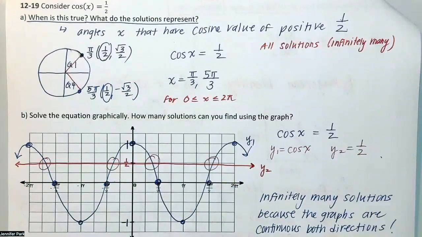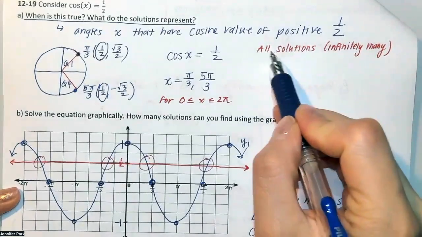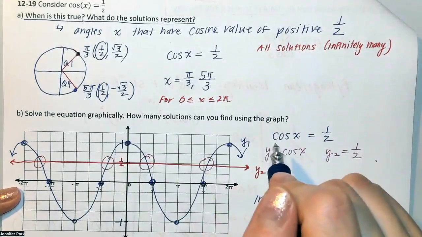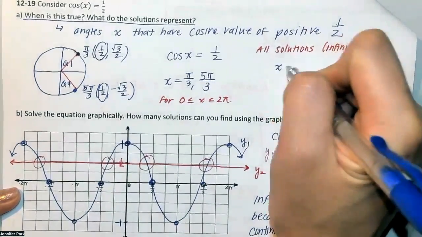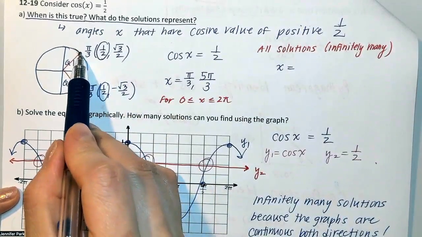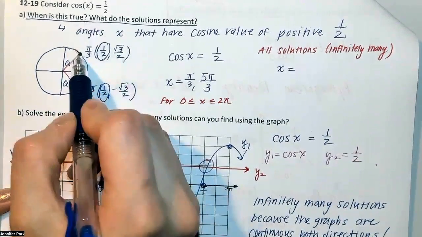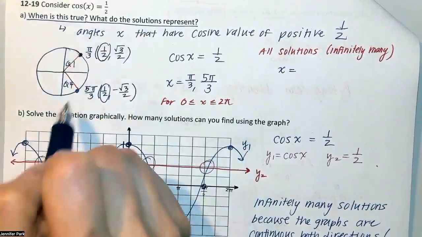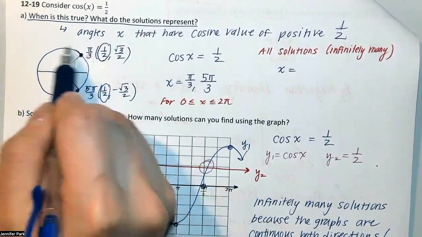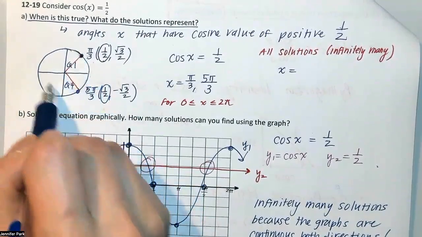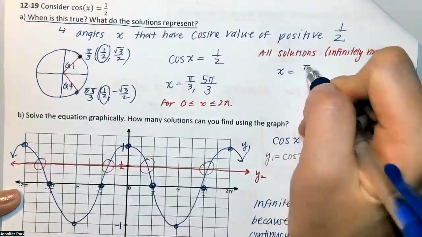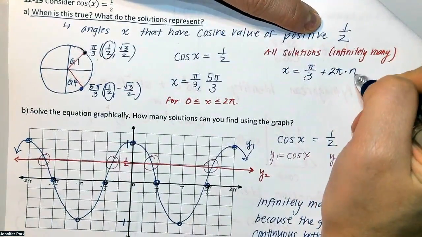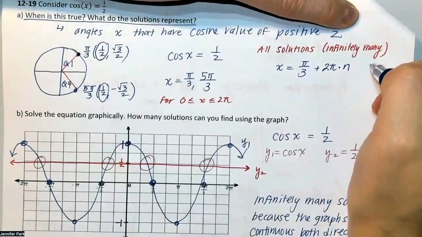So now, if you're asked to give all solutions, which is going to be infinitely many, you're going to have to write your answers as an equation. From pi over 3, from that angle, which has a cosine value of 1/2, you can go around the whole circle, 2 pi radians, which is 360 degrees. You can go again, and again. It's a sequence. Keep adding 2 pi. So you can write your answer as pi over 3 plus multiples of the whole circle, 2 pi n. That's for the angle in quadrant 1.